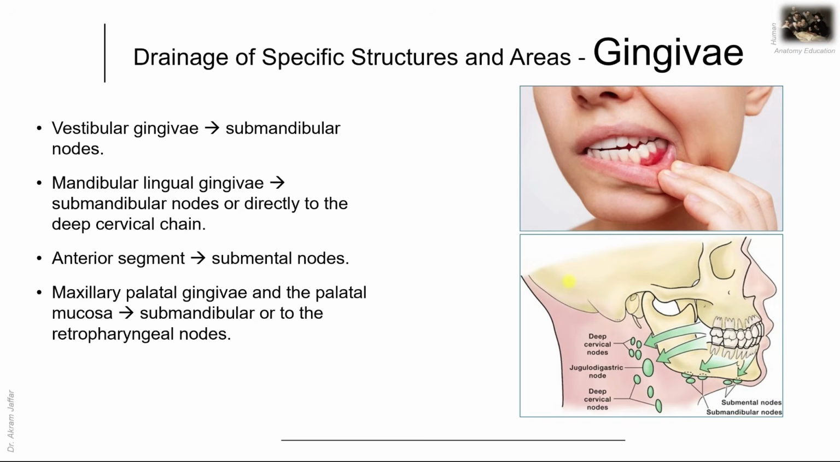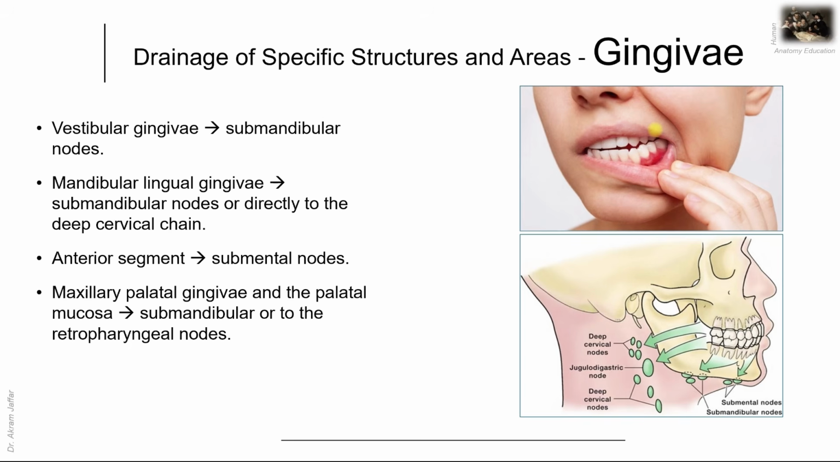Regarding the gingiva, the vestibular gingiva is located in the vestibule of the mouth, which is the region of the mouth that is located between the gum and the cheek. The other part of the mouth inside the tooth is called the mouth cavity proper. So this vestibular gingiva here, whether on the mandibular or the maxillary side, drains to the submandibular nodes. Remember that the submandibular nodes drain a wedge which is wider than the wedge drained by the submental nodes.